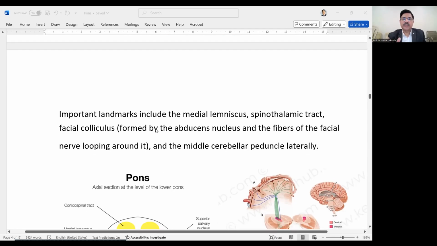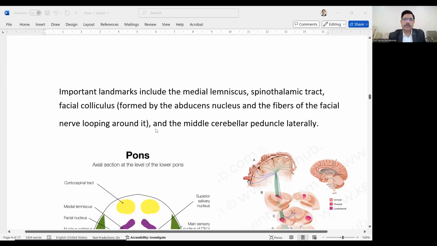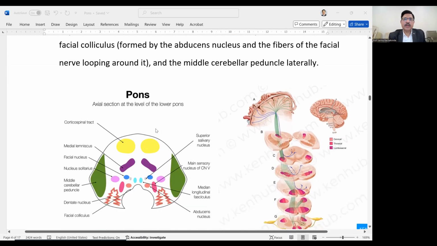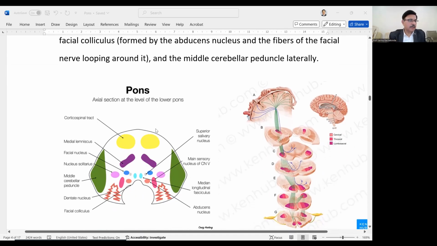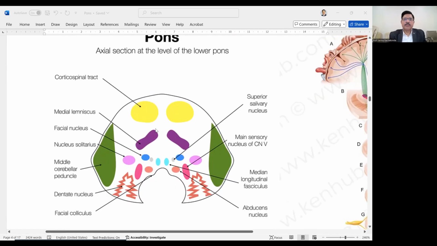There is one projection on the pons that is called the facial colliculus. The facial colliculus is formed by the abducens nucleus and the facial nerve winding around it, and the middle cerebellar peduncle later. So let us see the transection at the lower pons. We have seen upper pons and mid pons, and now we are seeing the lower pons. Earlier in the midbrain, I showed you two sections.